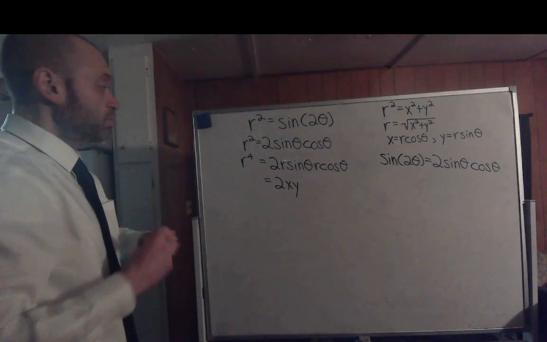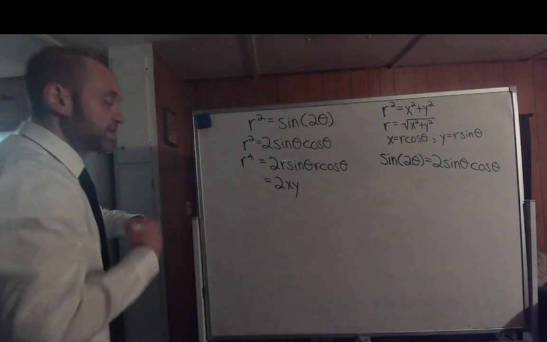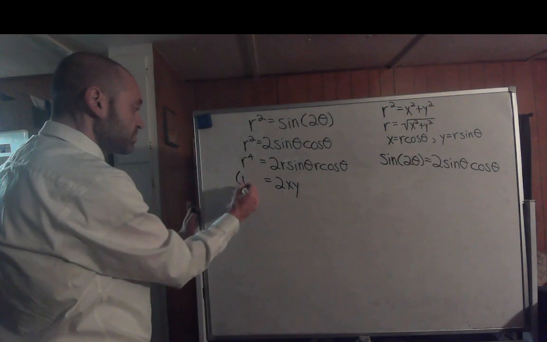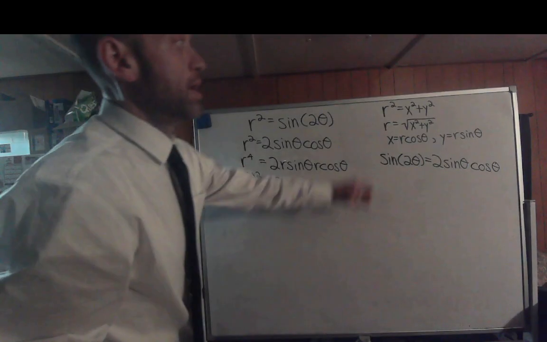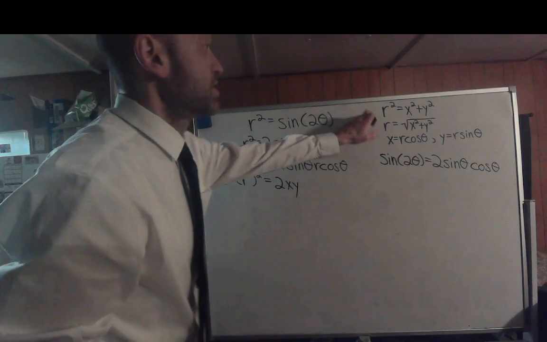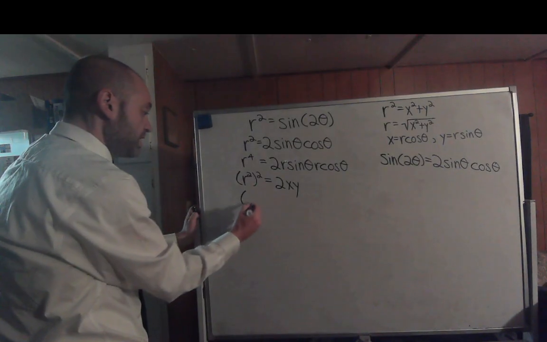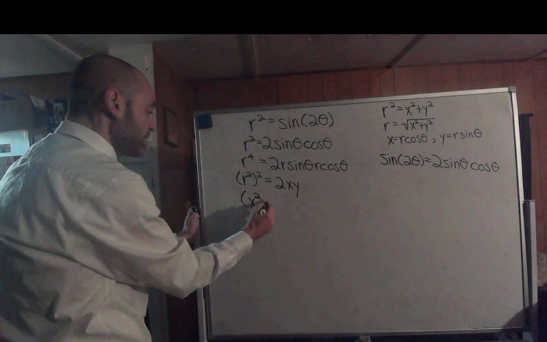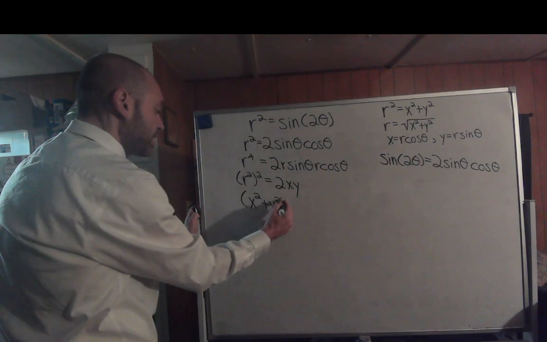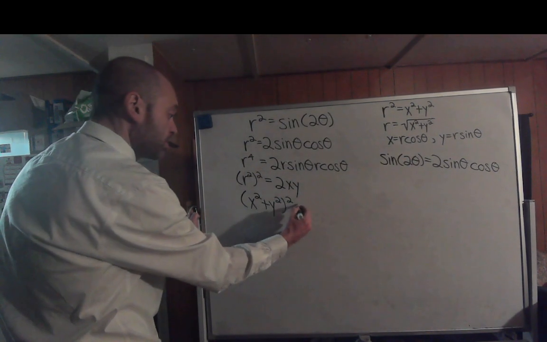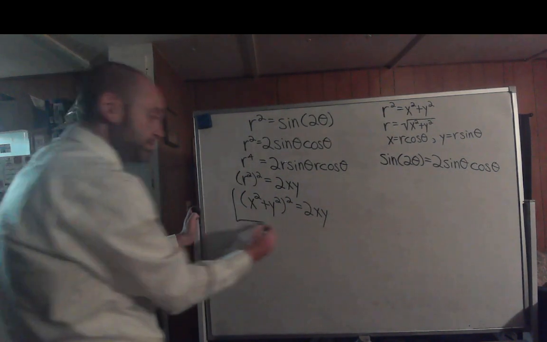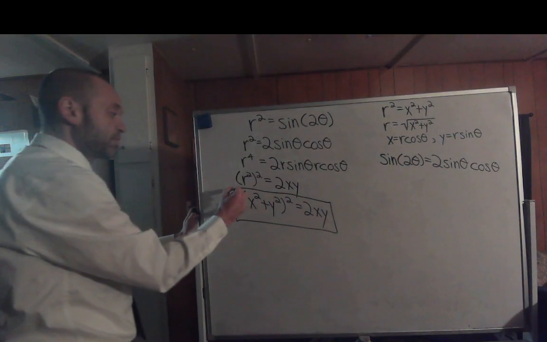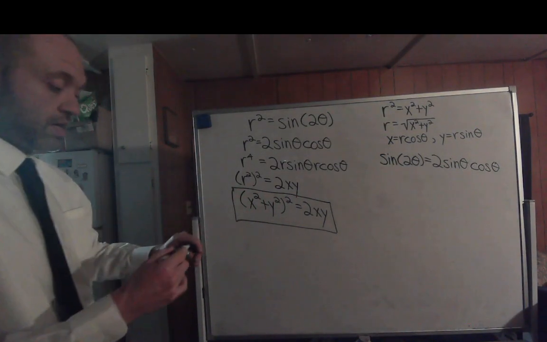And then, okay, r to the 4th, isn't that the same thing as r squared squared? Well, what is r squared? That's actually x squared plus y squared, so you would have the quantity of x squared plus y squared raised to the 2nd power equals 2xy. And that would be probably the best way we could do this for the rectangular equation.